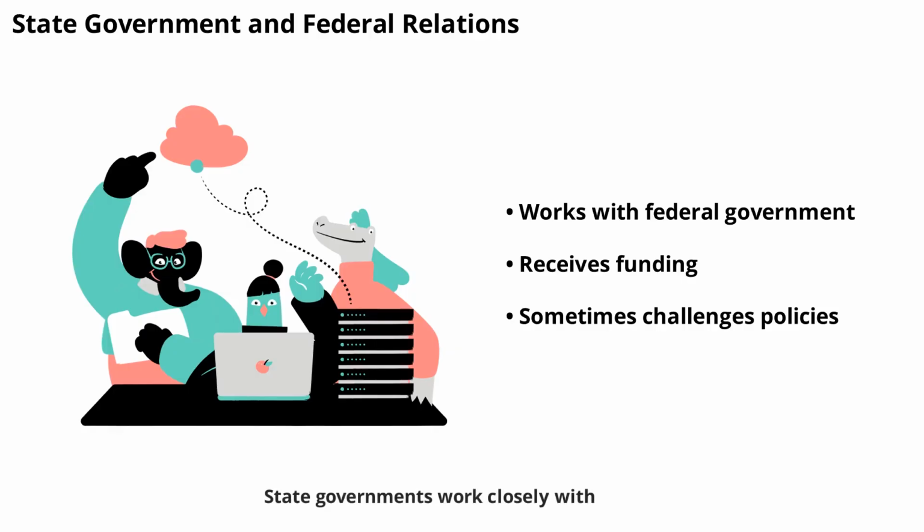State governments work closely with the federal government on many issues, such as healthcare, education, and transportation. They receive funding, follow federal guidelines, and sometimes challenge federal policies in court. This relationship is dynamic and helps ensure that both levels of government serve the public effectively.